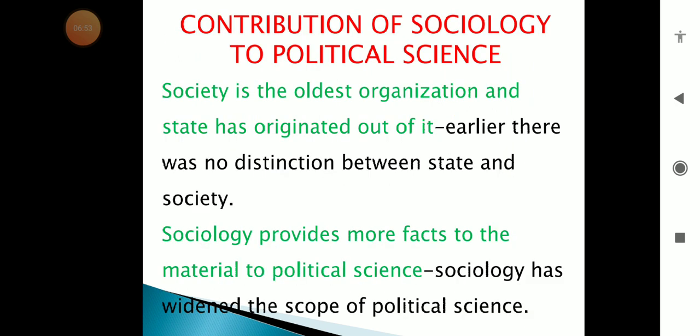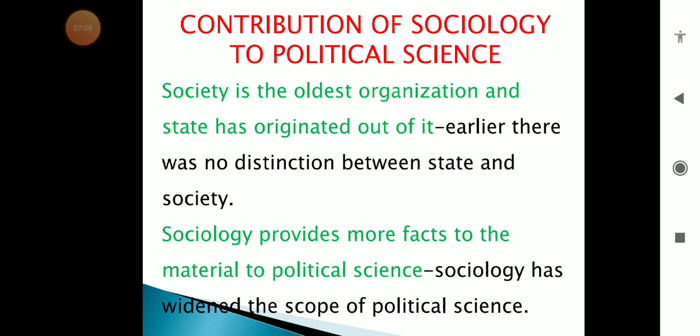So that was the contribution of political science to sociology. Now, contribution of sociology to political science. What has sociology contributed to political science? Society is the oldest organization, and the state has originated out of it. From where has the state come? It has come from society.